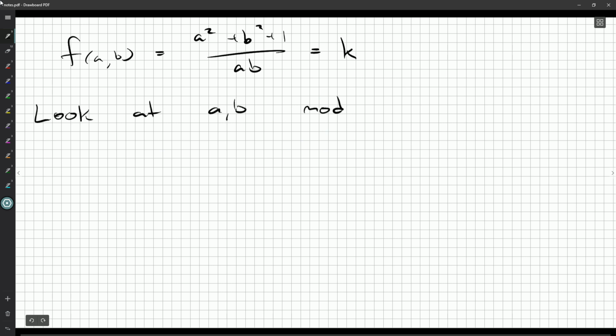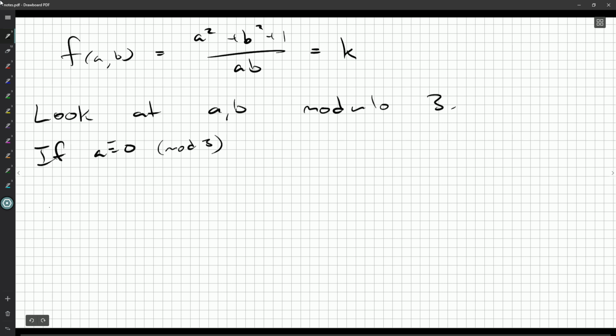Look at a and b modulo 3. Okay, so if a is congruent to 0, so if a is a multiple of 3 is what we're saying here. And we do need to say it carefully because this is question 9, this is a written question.